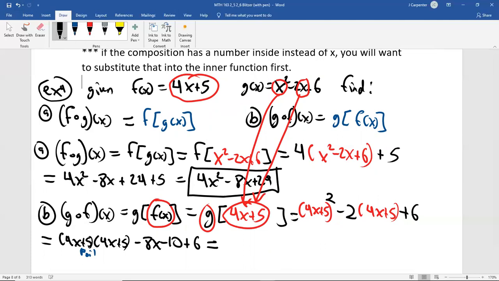You should be masters of foiling at this point. 4x times 4x is 16x squared. The 4x times the 5 is a plus 20x. The inner, 5 times 4x, same thing. I missed my 0. And then our 5 times our 5 is a plus 25. Bring everything else down. Minus 8x. You could go ahead and combine the minus 10 plus the 6 if you want to. That's up to you. I'm going to save it, though.